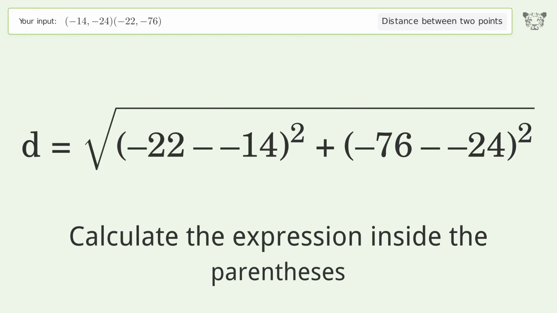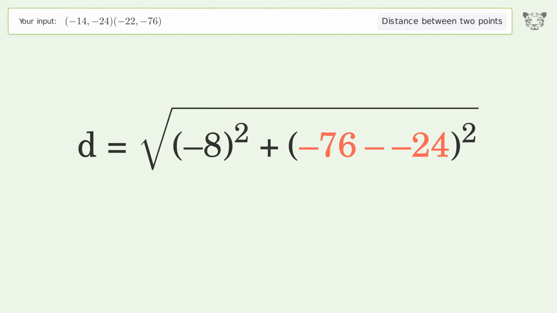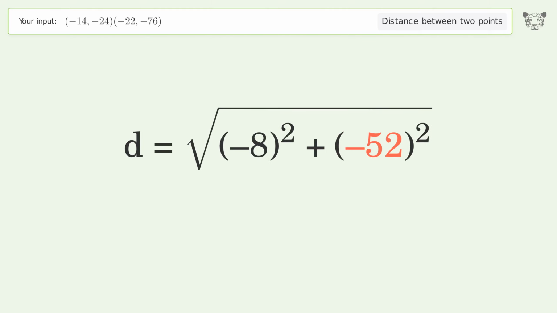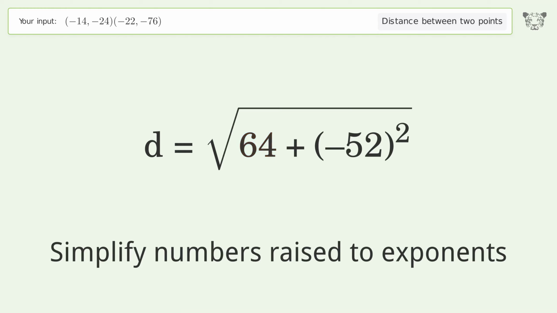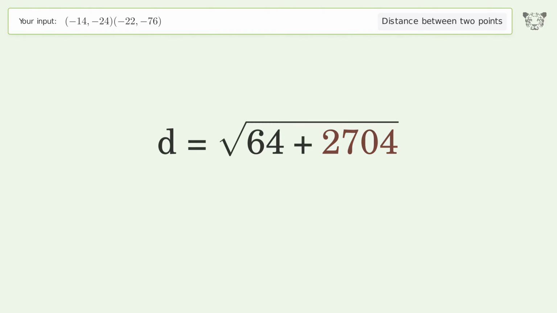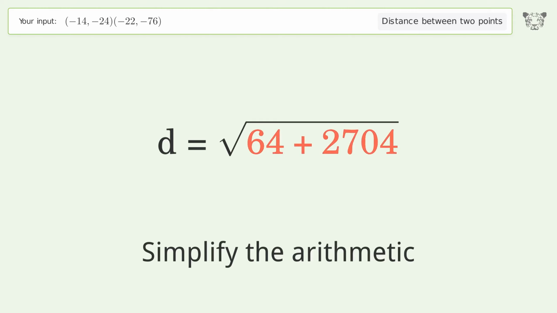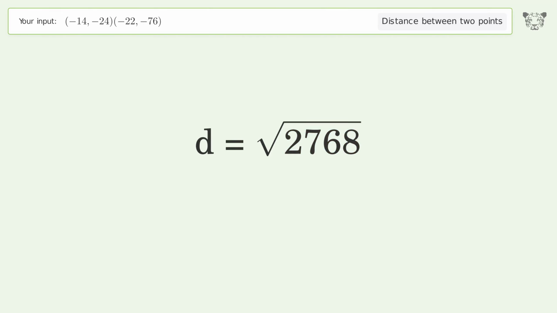Calculate the expression inside the parentheses. Simplify numbers raised to exponents. Simplify the arithmetic. And so the distance between the 2 points is the square root of 2,768, or 52.612.